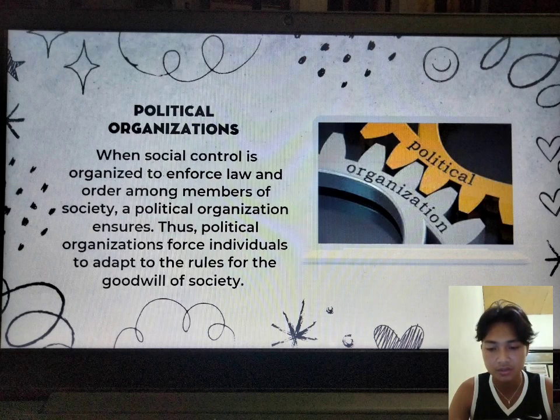Political organization. This is when social control is organized to enforce law and order among members of society. A political organization forces individuals to adopt the rules for the goodwill of society.